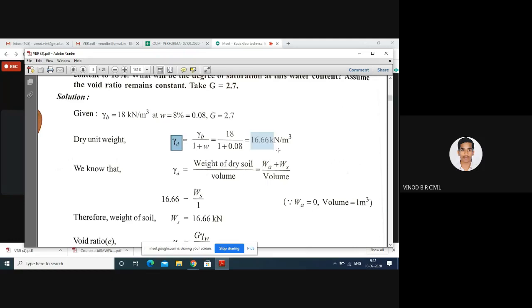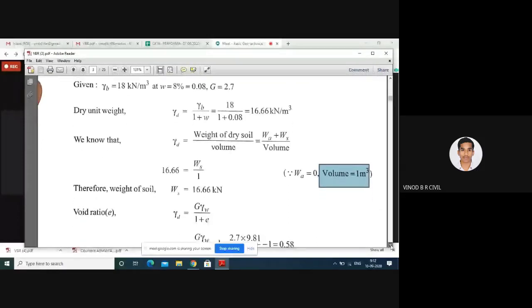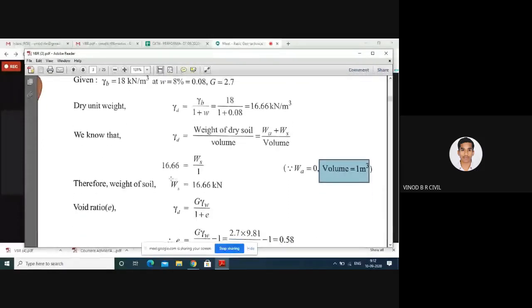Gamma D we already calculated: 16.6 equals weight of soil divided by 1, the value given in the problem, that is the 1 meter cube. Weight of soil is 16.66 kilonewton. Now we have to calculate the void ratio.